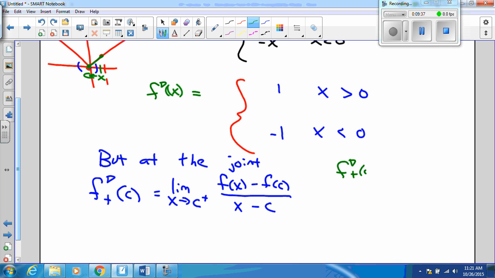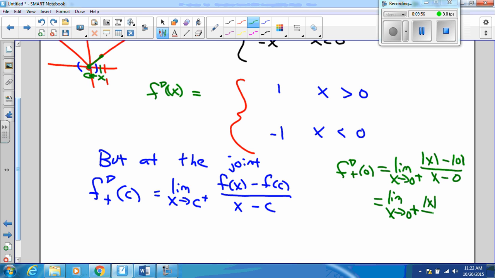We would say that f prime plus of 0 is the limit as x goes to 0 from the right of the absolute value of x minus the absolute value of 0 all over x minus 0. And we've seen this limit before. As x goes to 0 from the right, the absolute value of x divided by x gives us the same value for every positive x, which is positive 1. And so this derivative from the right is equal to positive 1.